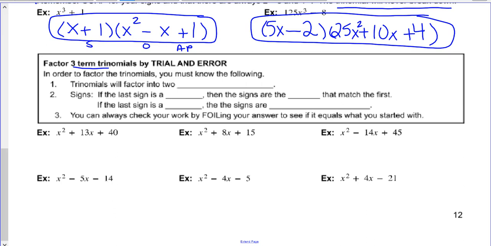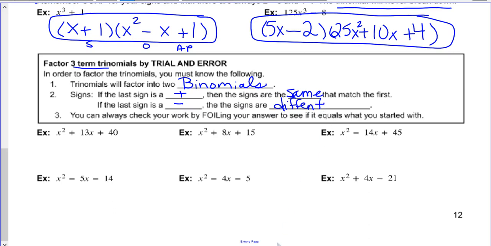All right, so in order to factor the trinomials, you must know the following. Trinomials will factor into 2 binomials. So it will be 2 2-term polynomials. This is going to be helpful when we talk about the signs. If the last sign is a positive, then the signs are the same that match the first. That's important. Last sign is a plus, they are the same that match the first. If the last sign is a minus, the signs are different in sign. So one's a plus and one's a minus.